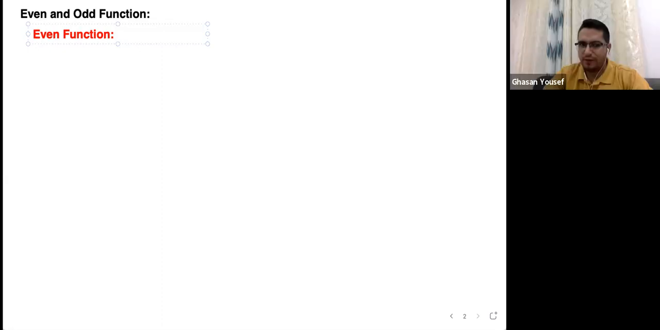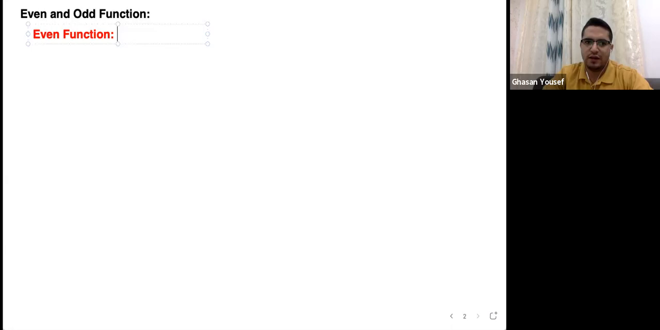Okay, it's fine. I'm going to go ahead, Aziza. It's a function if f of x is equal to f of negative x for all values of x. Okay, perfect, nice. It's a function such that f of x equal f of minus x for all x from the domain. This is nice.